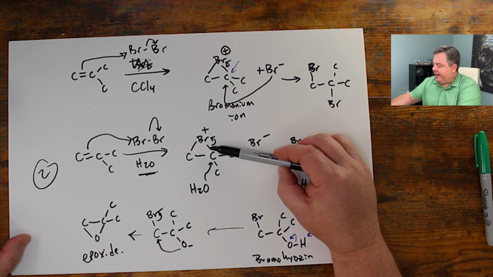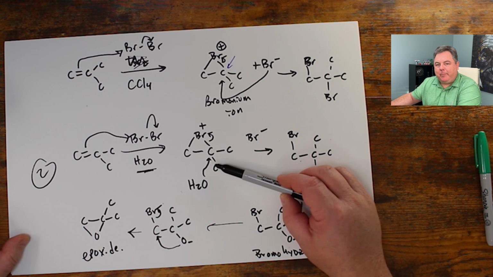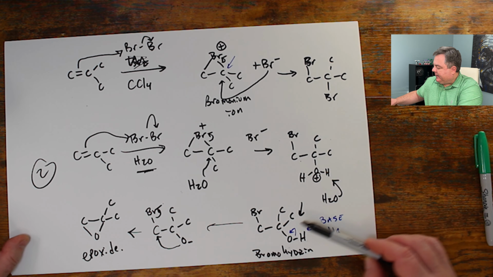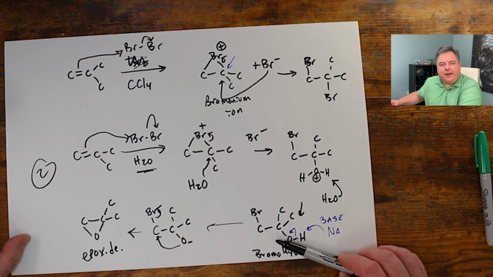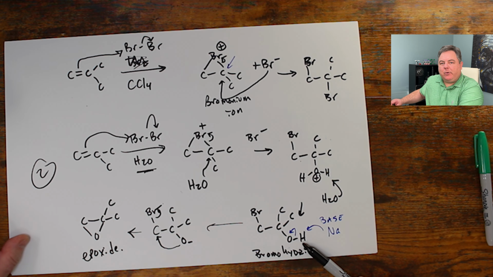So when I brominate and make a bromonium, the water backside attacks. When I clean it up, I make a bromohydrin, an alcohol and bromine on neighboring carbons. Pull off the proton, make O-, and that can backside attack to make my epoxide.